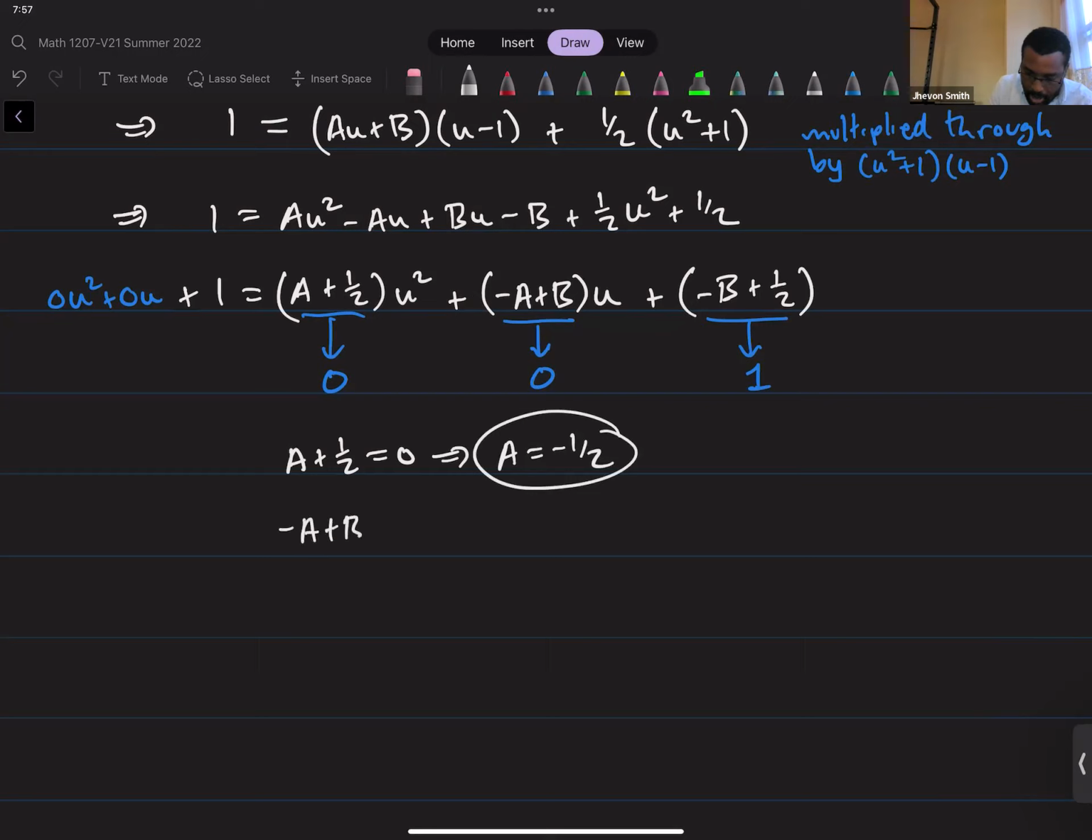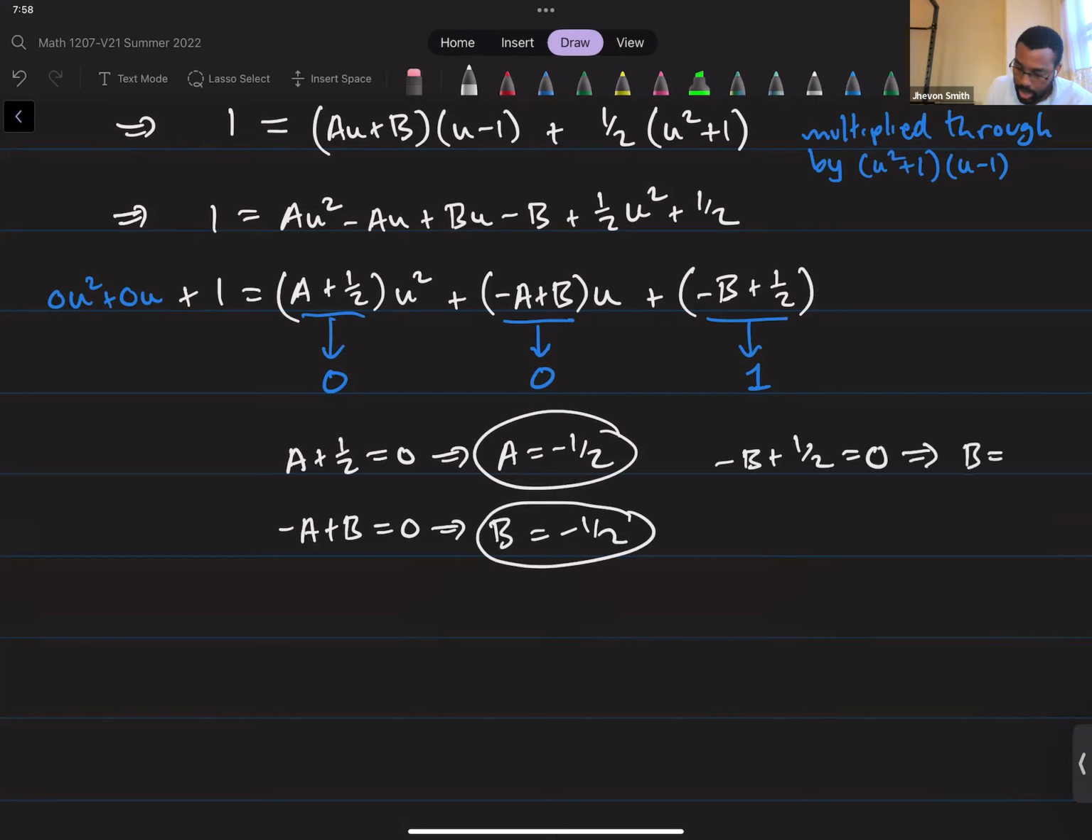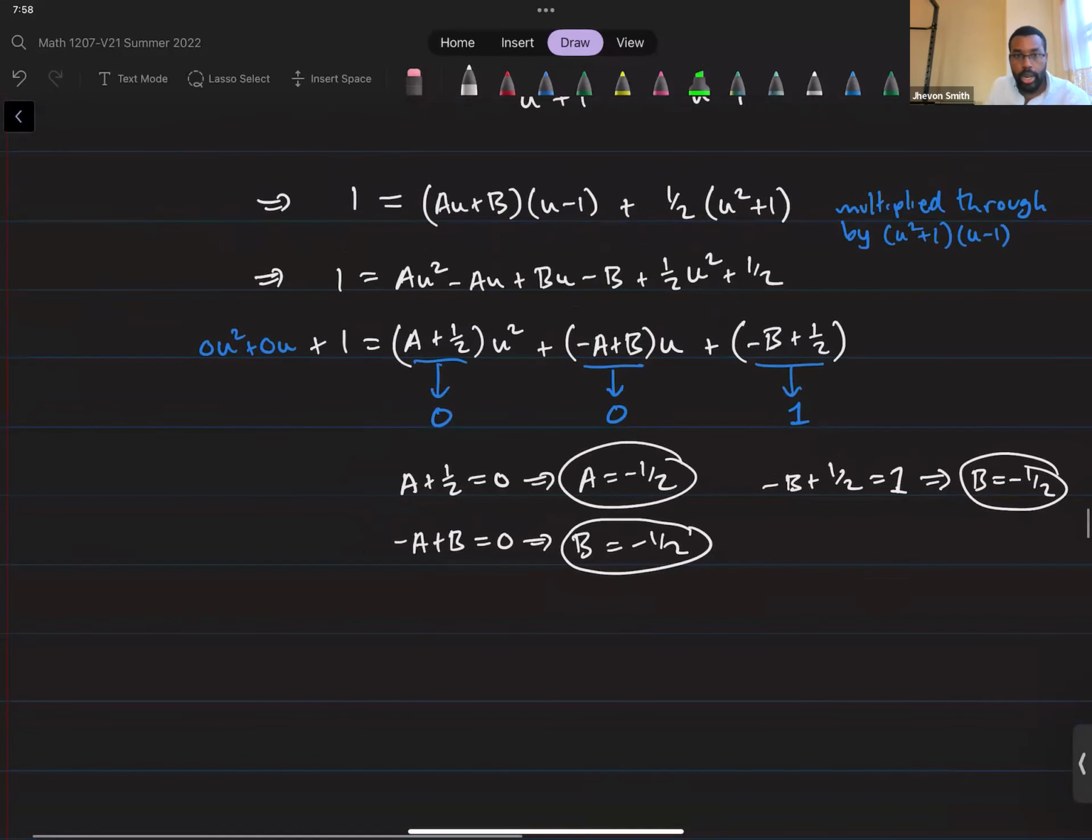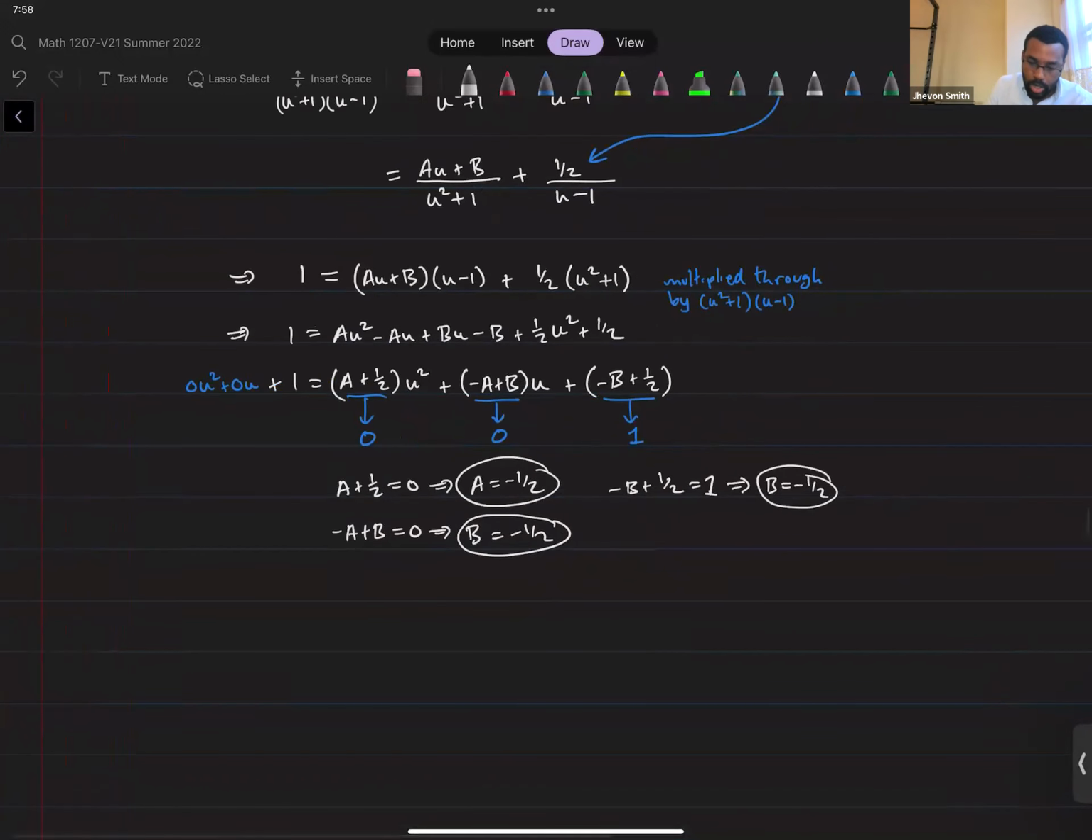Minus A plus B must be 0. So this would also mean that B equals minus 1/2. They're both minus 1/2. And if minus B plus 1/2 equals 1, again, you get just a verification that your B is also minus 1/2. So both your A and B are minus 1/2. And so I would go back here.